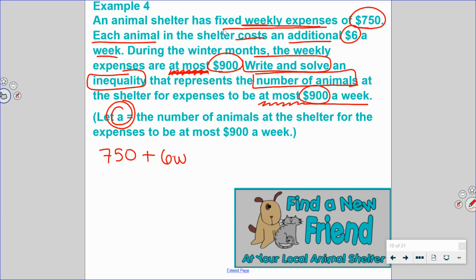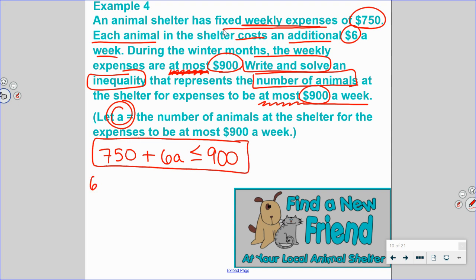Write the multiplication dot if you wish. So what do we start with? 750. What happens first? Well, we pay additional money for the animals. What happens next? Well, it ends up being $6 for each. Let's not say a week, huh? Let's say per animal. Because after all, we're talking about 1 week. So $750 plus 6 per animal. At most $900. Look, you got a budget. You can spend at most that much money, which means you can spend less than that. Great. You can also spend exactly $900. So there, ladies and gents, is our inequality.